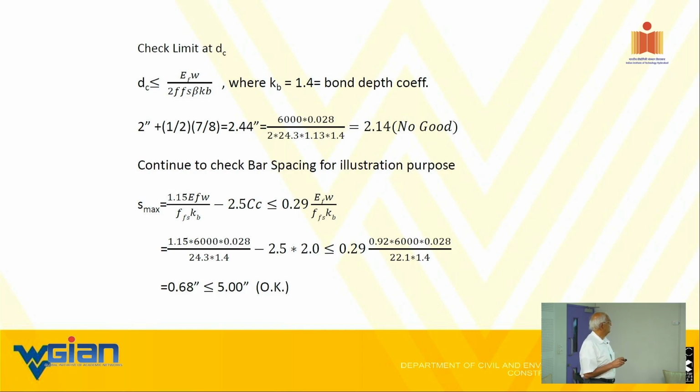So what we figured out from all this is that this check did not satisfy the limit state. Therefore, we're going to continue to check the bar spacing for different purposes. The s max equation, again, that's an empirical equation, and that satisfied it. So these are the empirical checks. From the code, I identified the equations for the empirical checks.